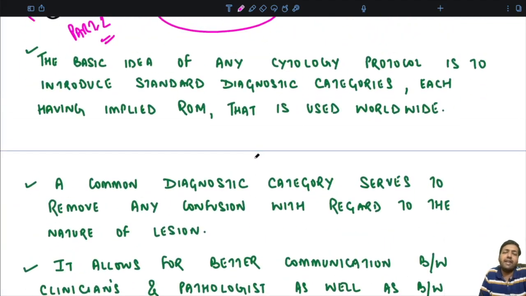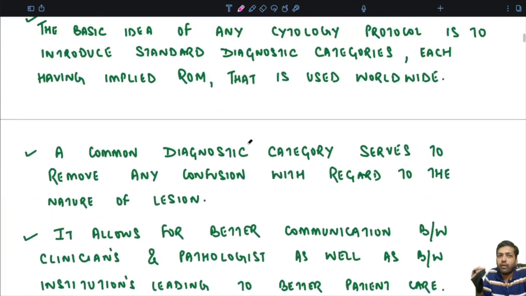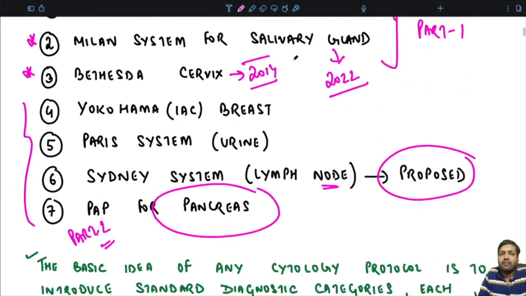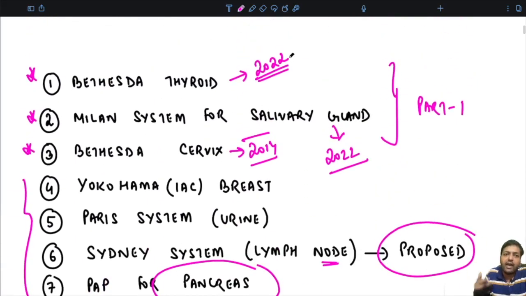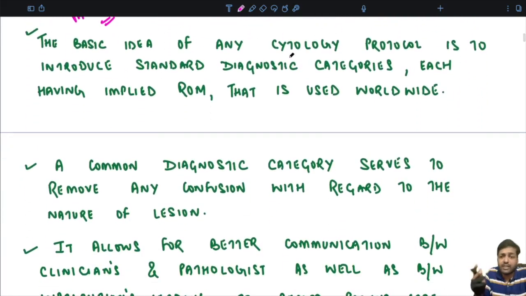Remember, whenever you are given a question on the Bethesda system or any cytopathology reporting system, you should always start with a generalized approach. In the first few lines, write the importance of a standardized cytology reporting format. Even if they ask you about Bethesda Thyroid, Milan, cervix or Yokohama, you should always start in this manner. This portion is common across all the cytopathology diagnostic reporting systems.